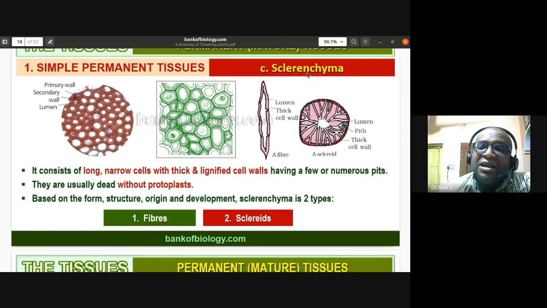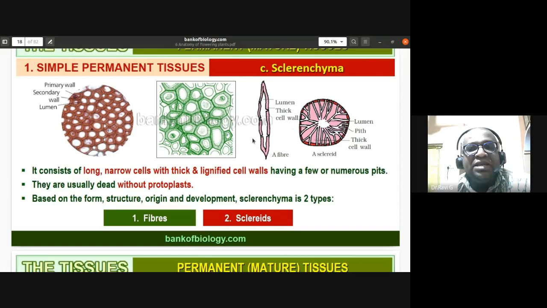The secondary layer of sclerenchyma is lignified. That is, they have deposition of lignin. Lignin is a hydrophobic substance. They do not allow water to enter in. As a result of this, the sclerenchyma at maturity is a dead tissue. Okay. So sclerenchyma is of two types, fibers and sclerites. So these are examples of types of sclerenchyma. Okay. So fibers and sclerites.